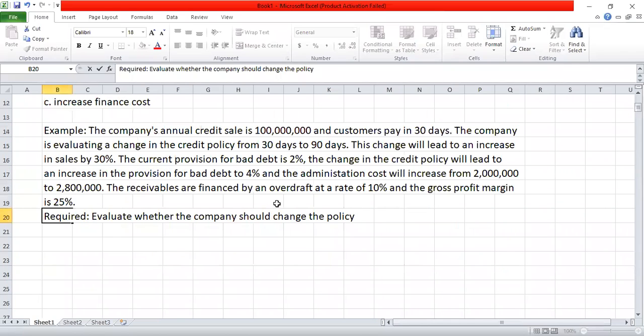So, this is the question as far as changing the credit policy is concerned. As we said, what you need is to look at the benefit and the costs that are associated with the policy. If you look at this question, the benefit of the policy is the increase in sales by 30%.